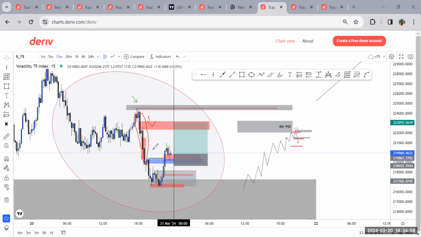I don't like the fact that we are consolidating here. This breaker block is responsible for that. Price touched into the breaker block, and there is a fair value gap also within that same area. So I don't expect price to easily move up like that. But maybe by 1 p.m., 2 p.m.